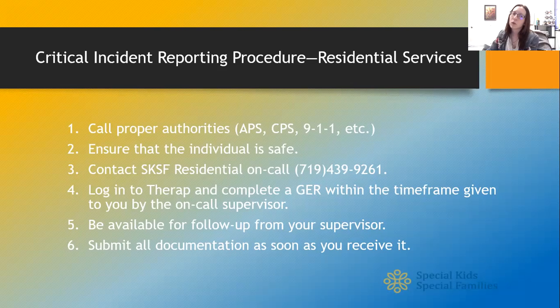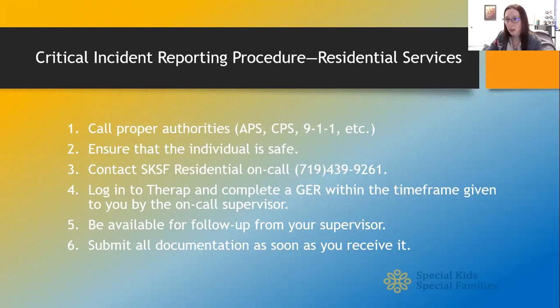Okay, so critical incident reporting procedure is going to be a little bit different. As you can see, first and foremost, we want you to know is the on-call for any of our programs is not going to be your first point of contact in an emergency. We are there for support, but it is out of our scope of practice to give advice in an emergency situation. So if you feel that there is a health, safety, well-being issue at hand, the number one thing you need to do is call the proper authorities. That could be APS, CPS, 911, etc.